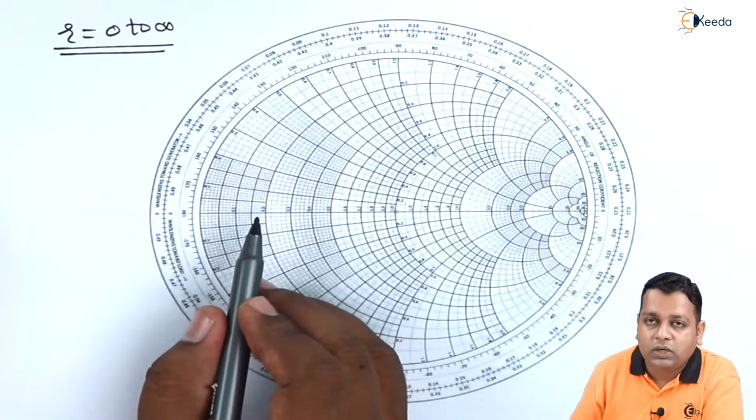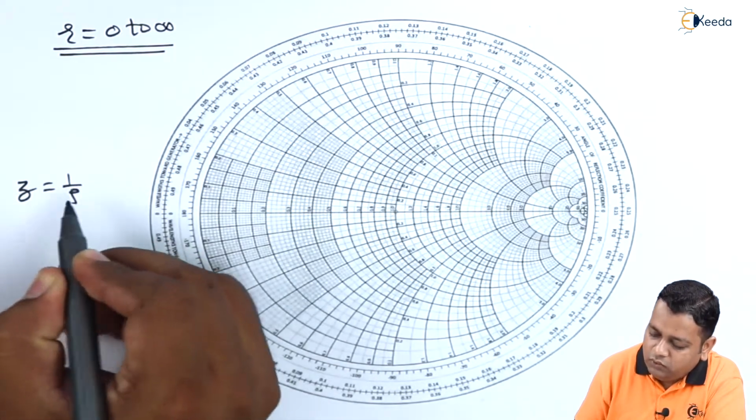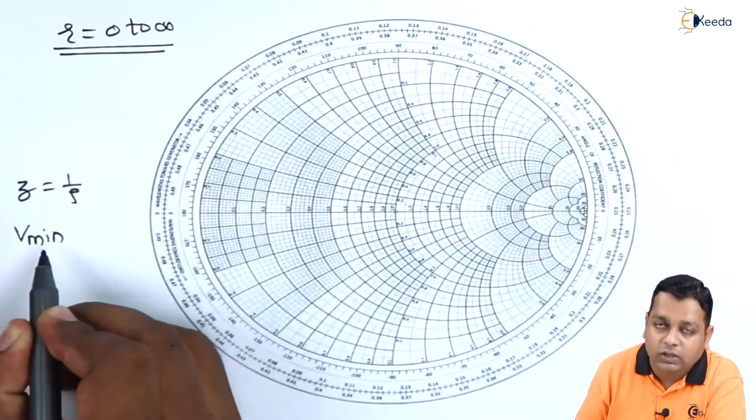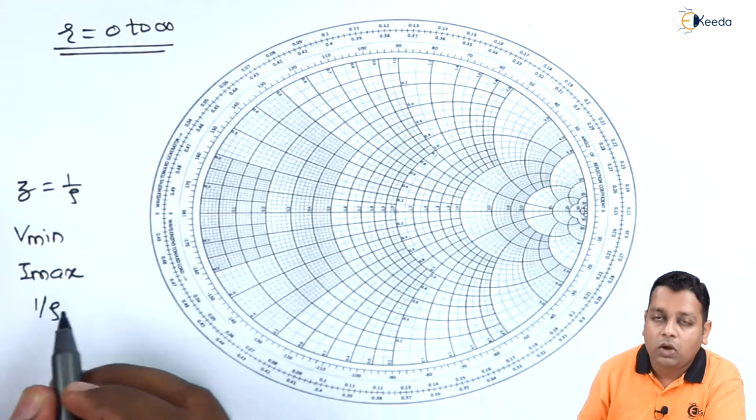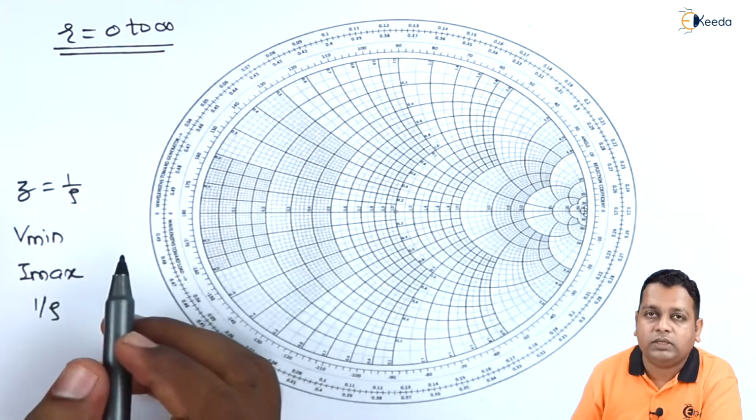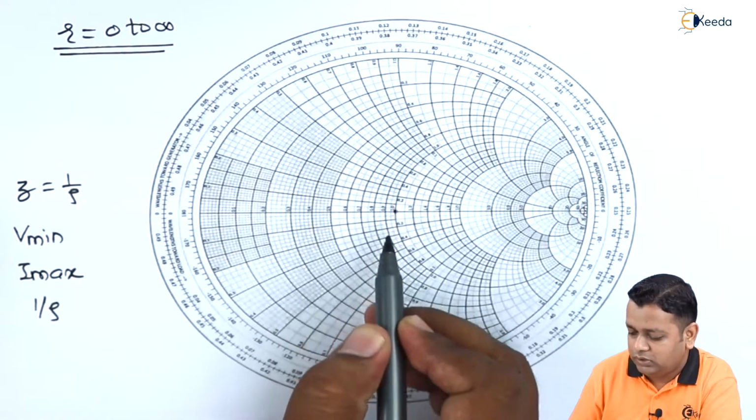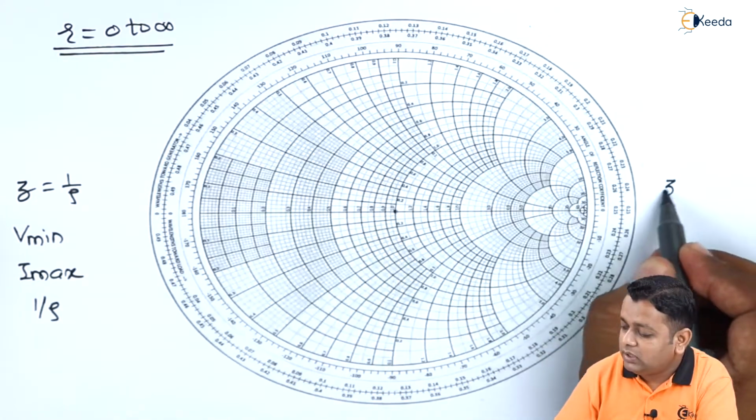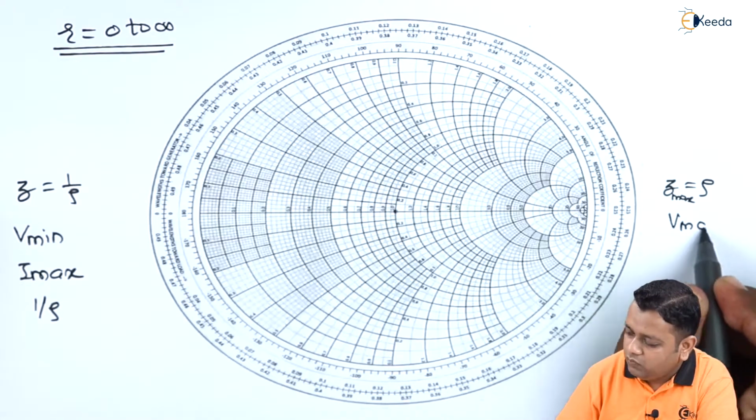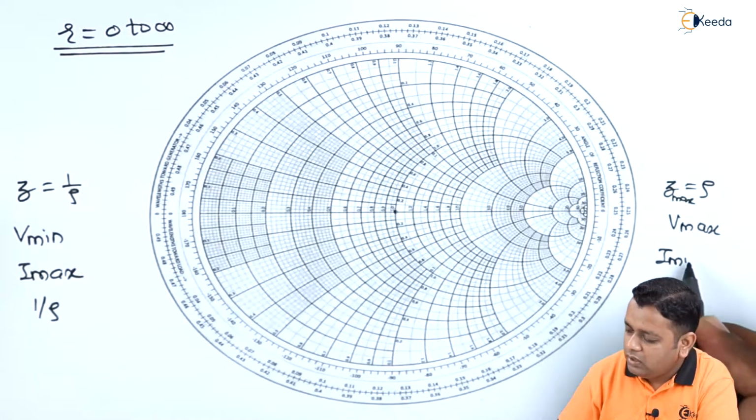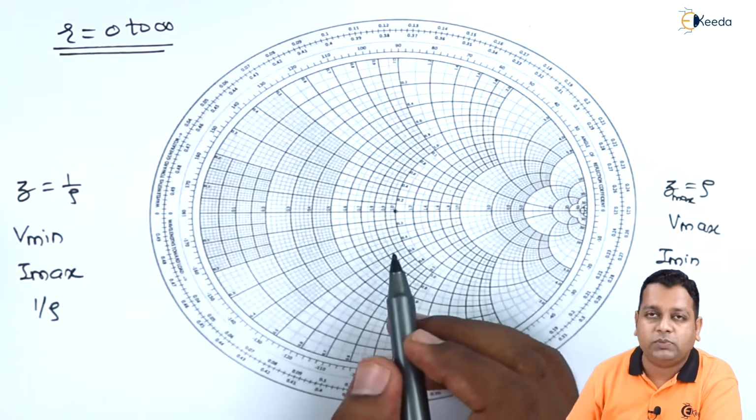Further, it has also been made clear that when we have Z equal to 1 by rho, we obtain V minimum and I maximum, and 1 by rho lies on the left hand side of the Smith chart. This is with respect to the center of the Smith chart marked at 1.0. Whereas for Z equal to rho, the maximum value, we obtain V maximum, corresponding I minimum and the rho value on the right hand side of the Smith chart here.